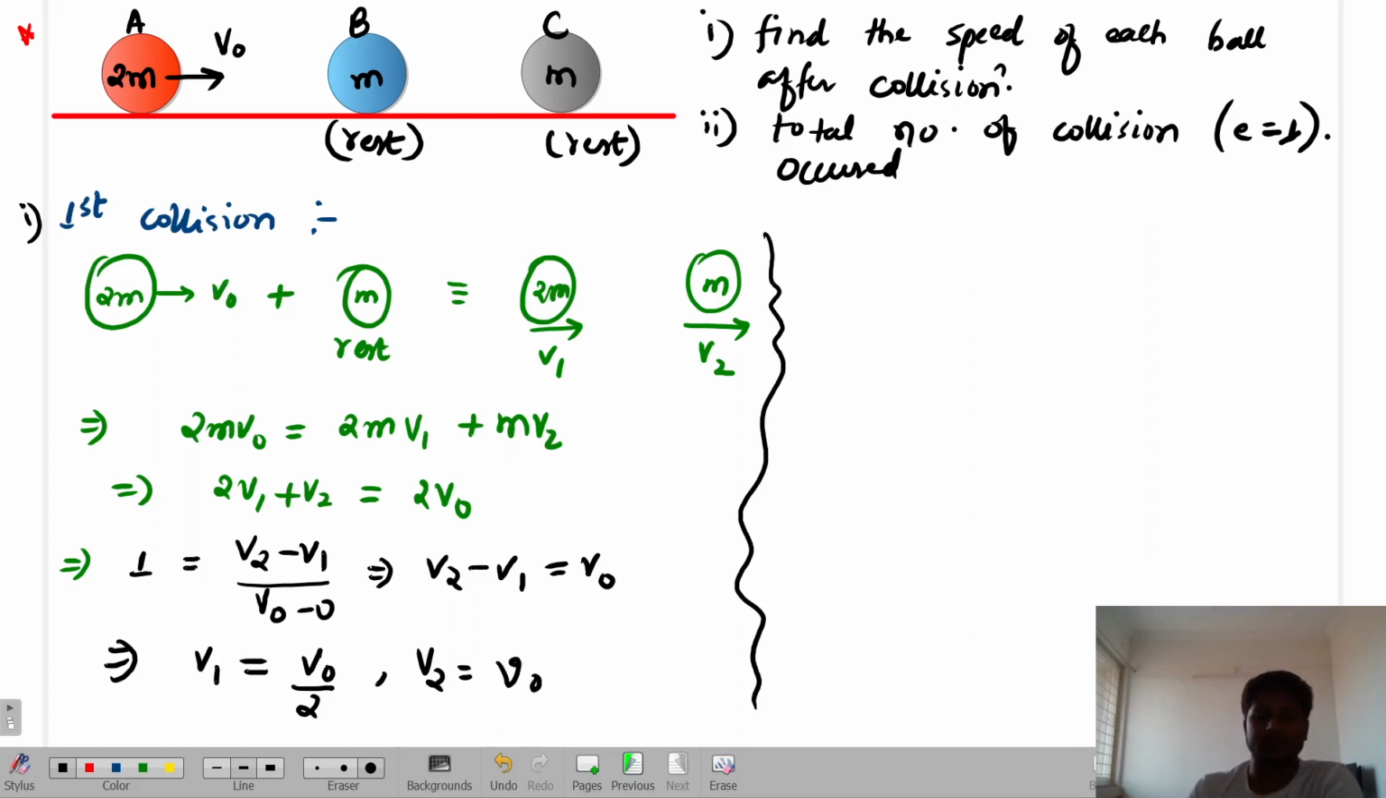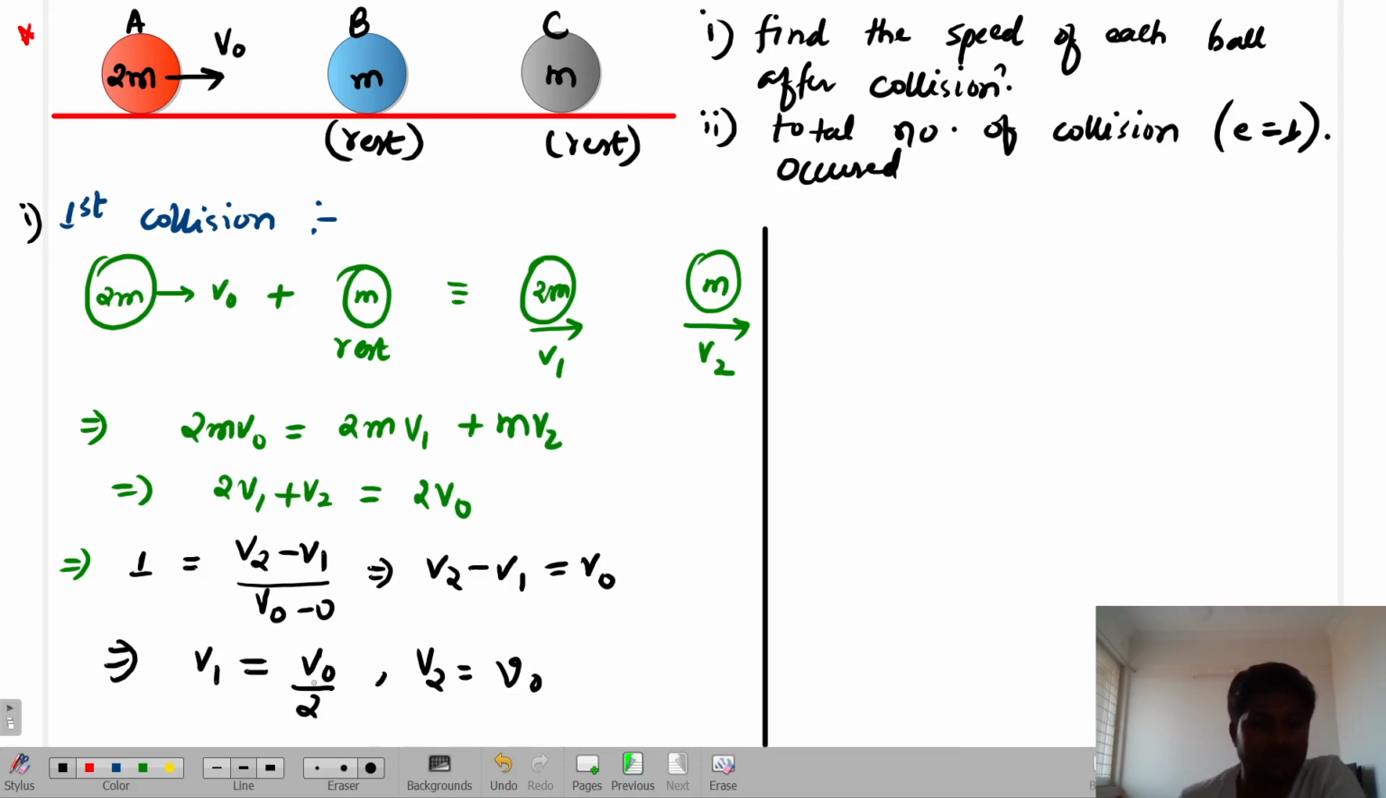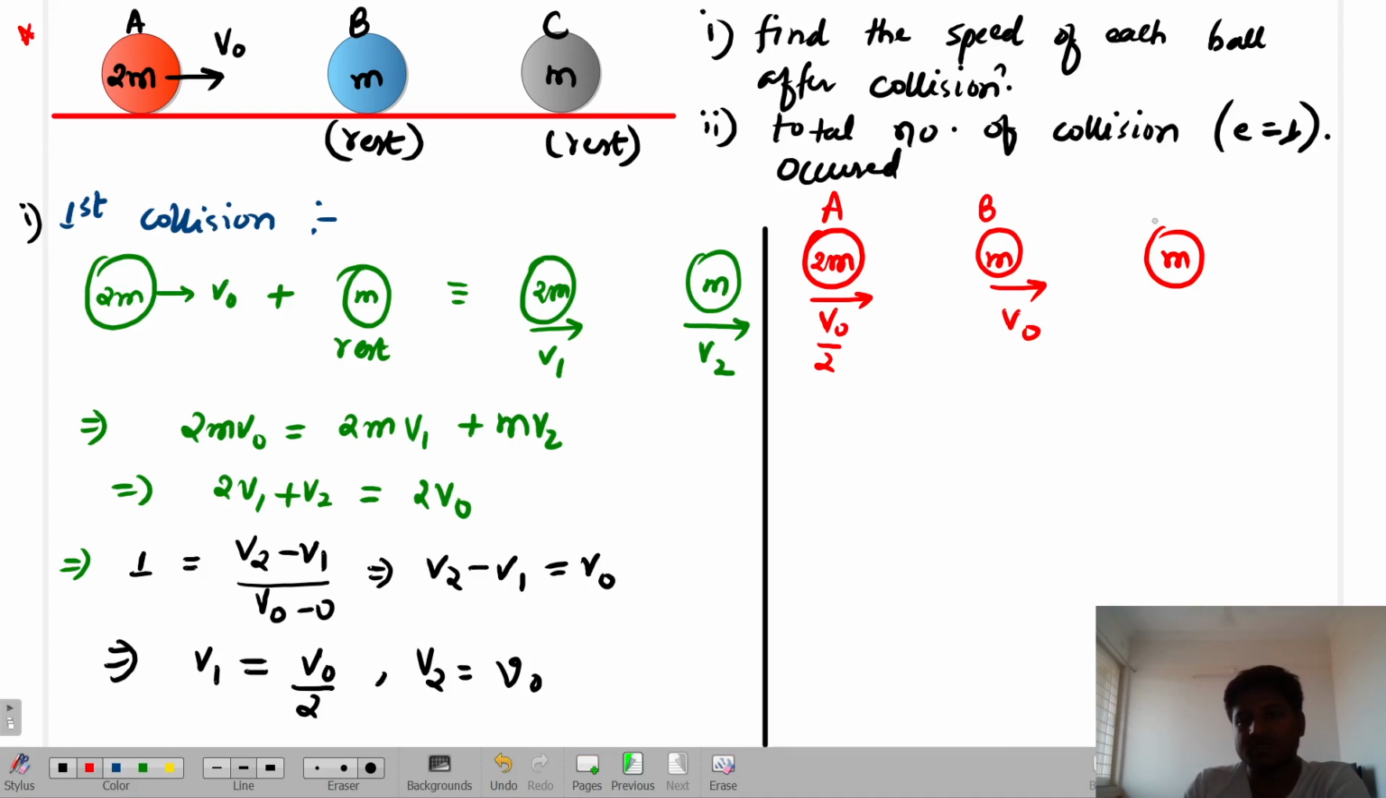So this is my first collision. That means during the first collision, the 2m starts to move with velocity v naught by 2, half of its original velocity. And m starts to move with velocity v naught. While this is a, this is b, and this is c, which is still at rest. So this was my first collision.